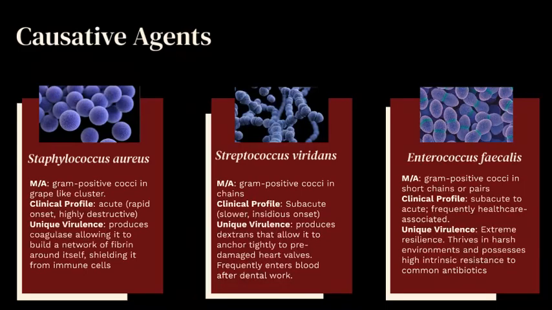Streptococcus viridans is also a gram-positive bacteria. It is seen more in these subacute infections. It produces dextrans that allow it to anchor tightly to pre-damaged heart valves, and we see this bacteria mainly with people after dental work.